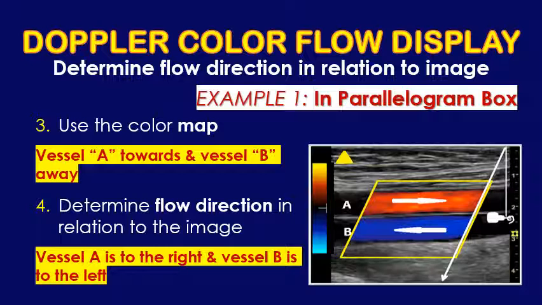So PVM, okay, map. What is the map here? This is red toward the transducer, so the flow goes this way. What will the direction be? The upper vessel, A, will be from left to right. The lower vessel is blue, so it will be away from the probe. This is the imaginary probe. So where will the flow be? It is going from right to left. So the upper vessel is toward the right, and the lower vessel is toward the left.